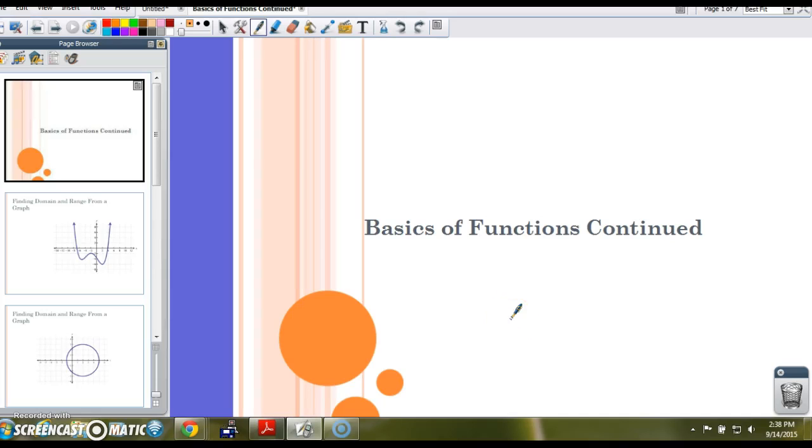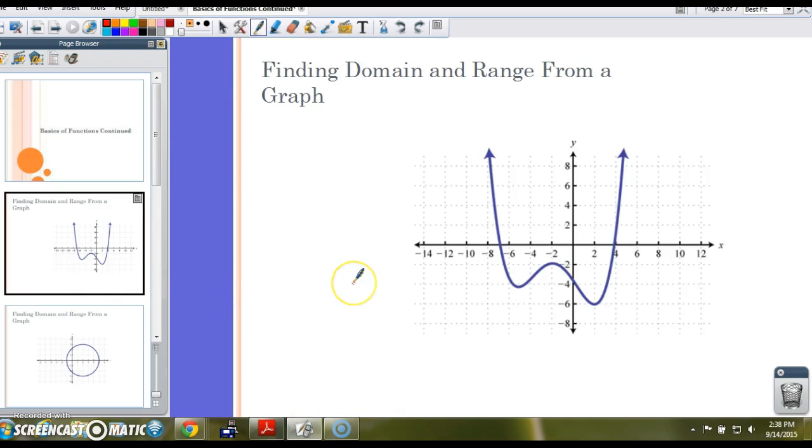Hi everyone, today we're going to continue talking about functions. More specifically, we're going to get into a discussion of domain and range when looking at graphs. So our previous lesson was all about determining domain and range when you were looking at an equation, or from a table, or from a list, or from one of those set diagrams. Here we're going to talk about when we're looking at a graph.